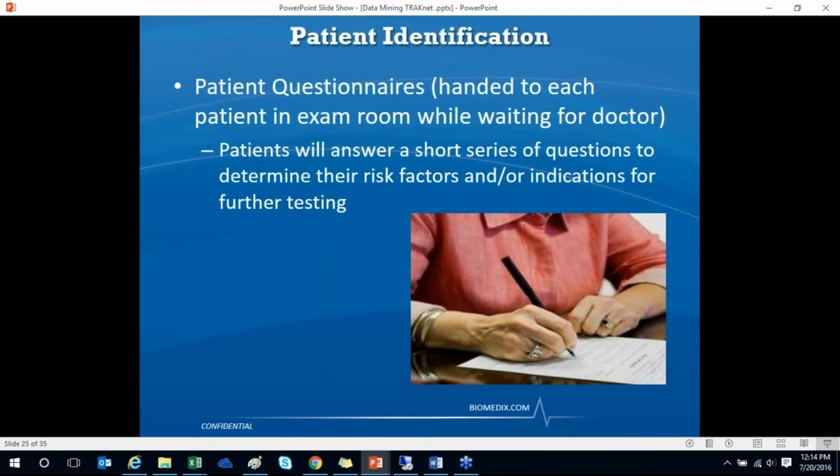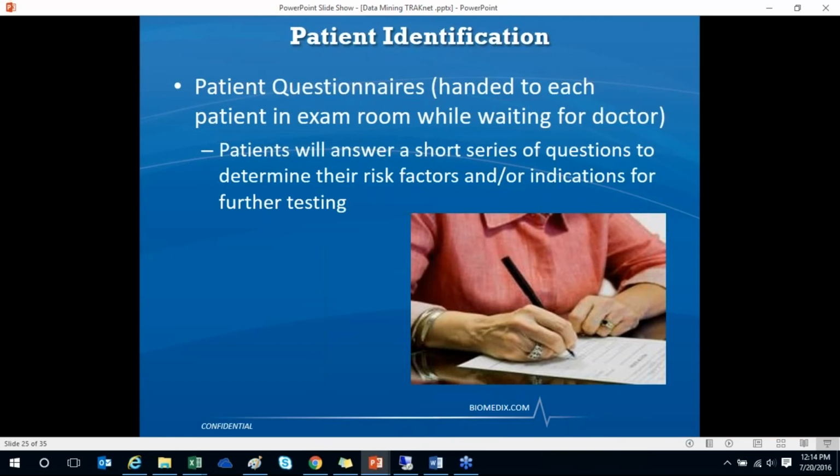The patient questionnaires are a great tool for determining risk factors and indications for PADnet and CVI studies. These questionnaires can be handed to the patients after they are brought back to their exam room. The questionnaires do help tell the patient's story, and they often yield information that he or she may not tell you directly.